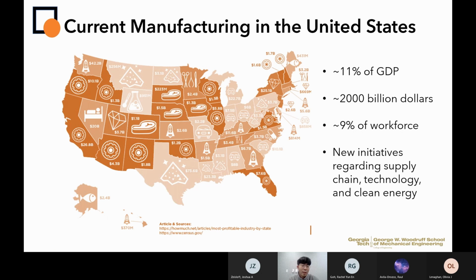Current manufacturing in the United States. Manufacturers in the United States account for 11% of the total output in the state, which is more than $2,000 billion and employing 9% of the workforce. Therefore, the manufacturing industry should be developed more because it is an economically important sector. There are new initiatives regarding supply chain, technology, and clean energy.